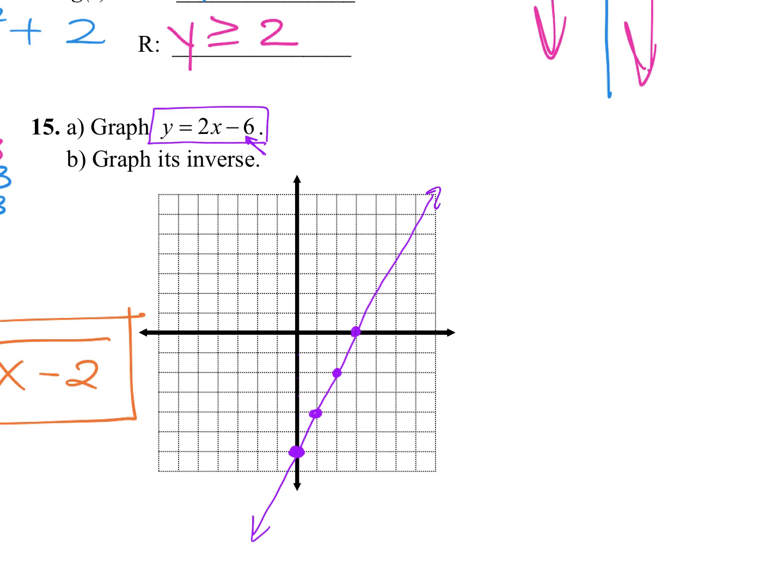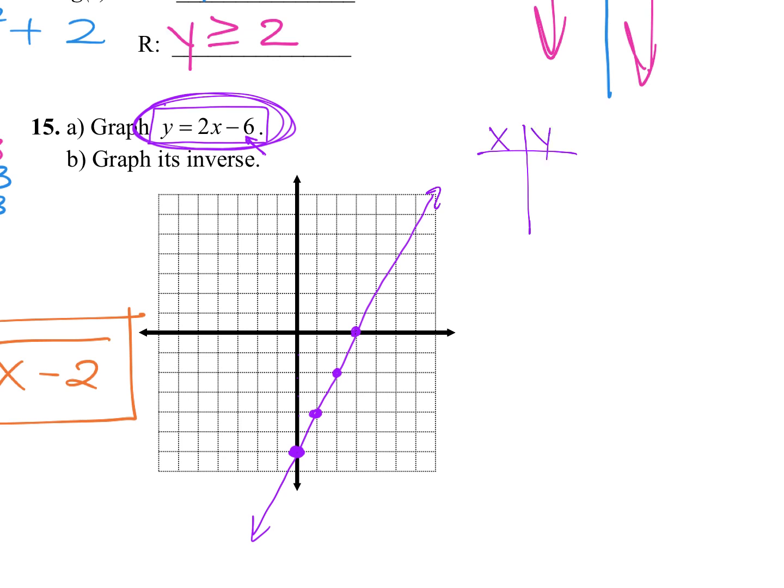Okay, so that's part A. Part B says graph the inverse. You do not need to calculate what the inverse looks like, what the equation is from that. You can, but it's going to be a pain in the butt to try to graph that. Instead, here's what I would do.